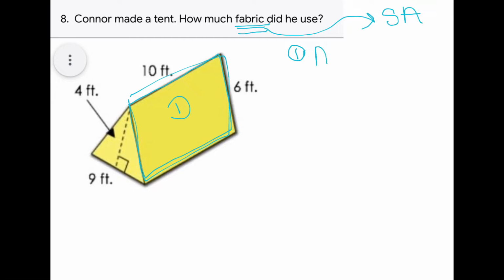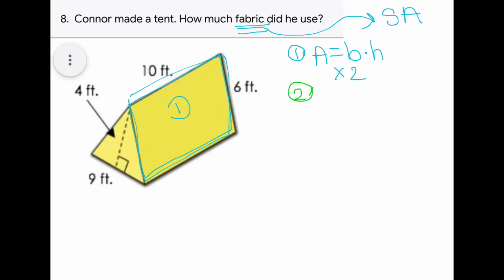We know that area equals base times height. And on a tent, there's another side. So after you find the area, you need to multiply by 2.